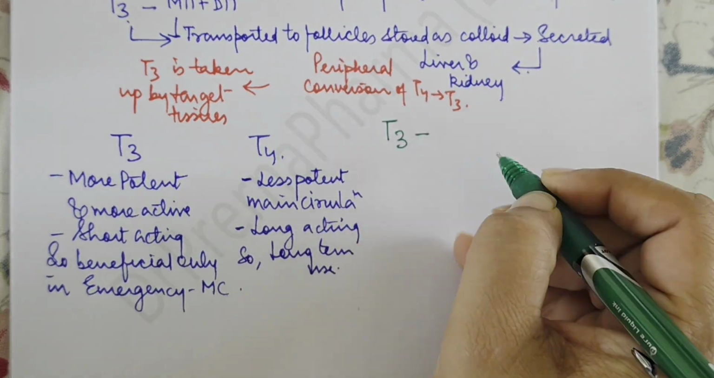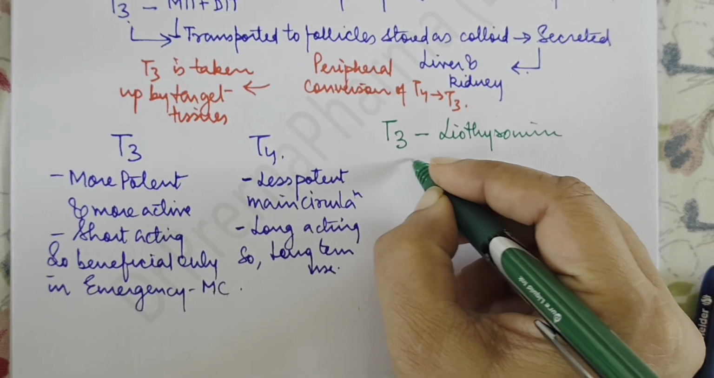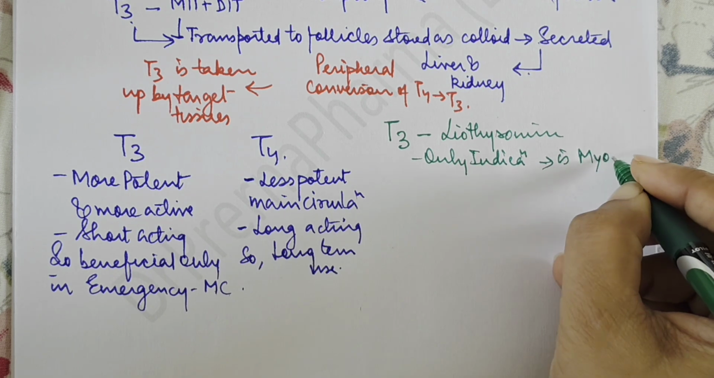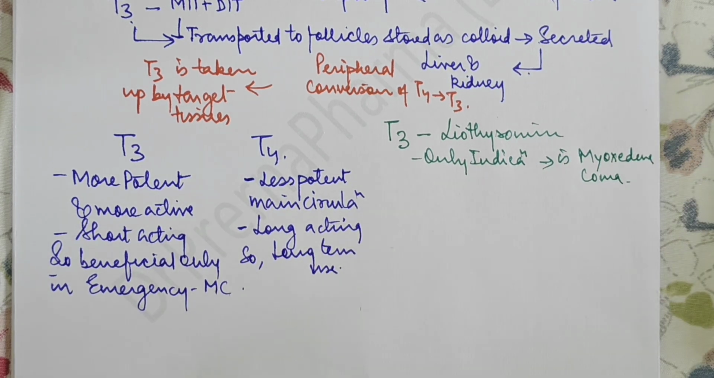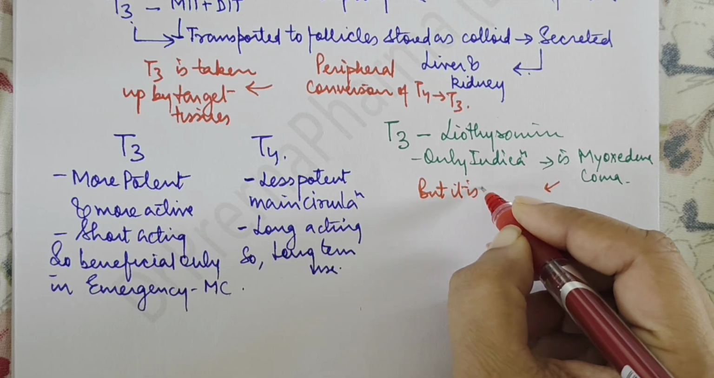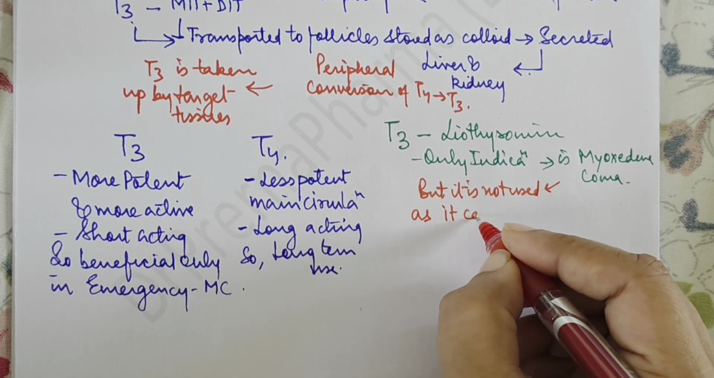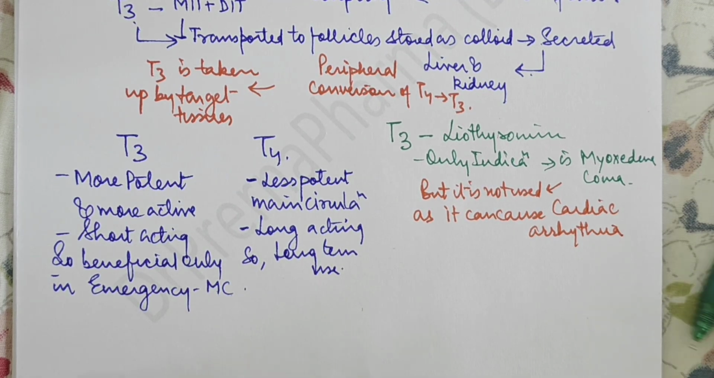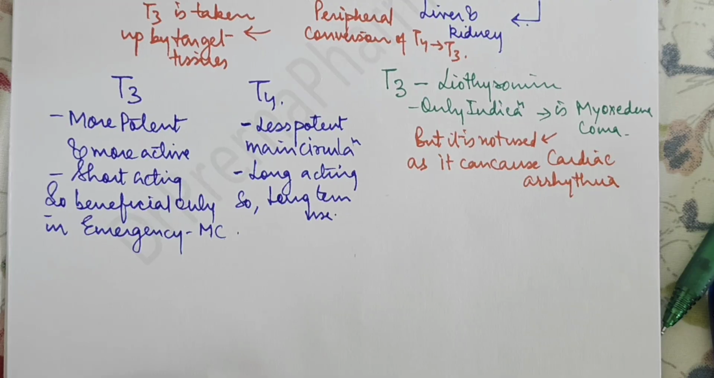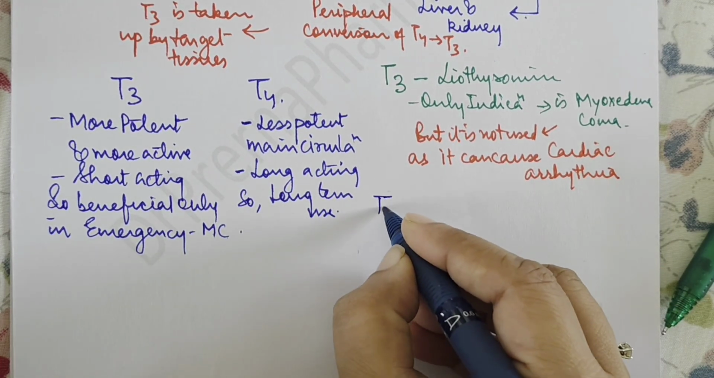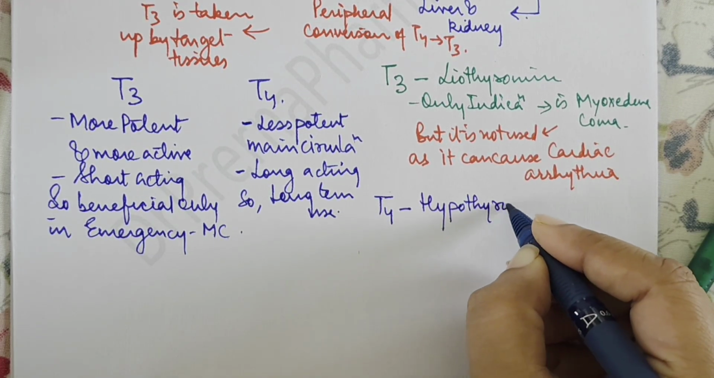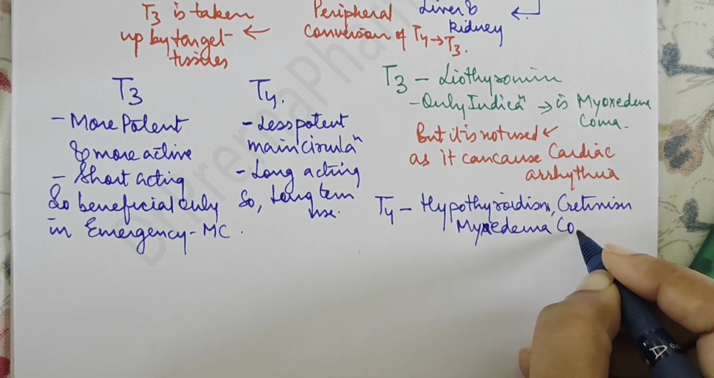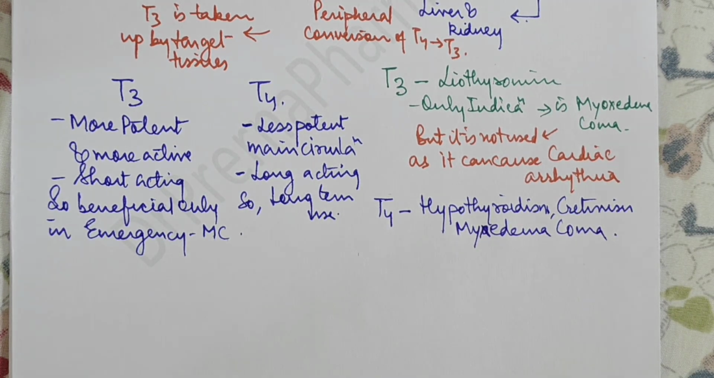So T3, also called liothyronine, its only indication in clinical application is myxedema coma, right? But it is not used as it can cause cardiac arrhythmia. Why does it cause cardiac arrhythmia? Because it sensitizes the heart to adrenaline, to the sympathetic action of adrenaline, so it makes the heart more sensitive, right? So T4 is the hormone which we use in hypothyroidism, cretinism and myxedema coma. Okay, is this clear? That T3 is not used, T4 is used in all these conditions, right?